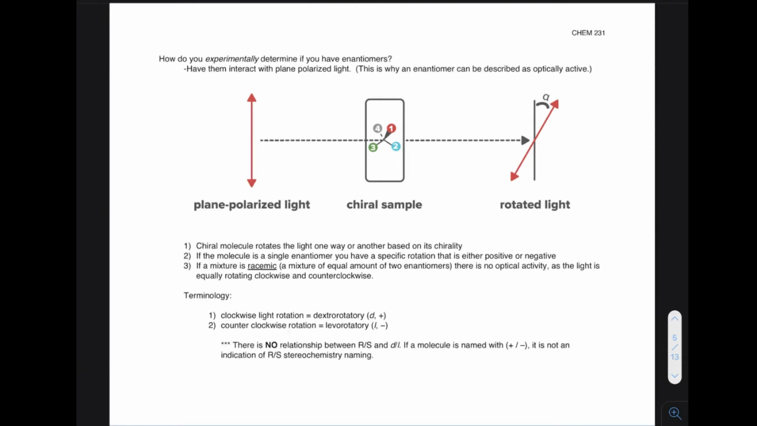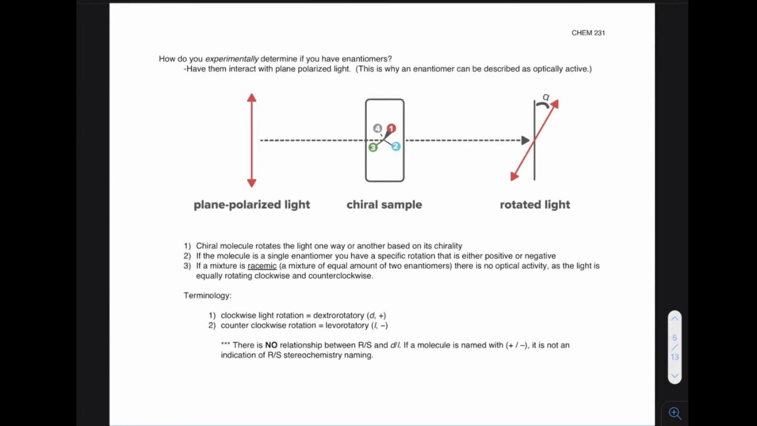Alright gang, so for this next video we're going to be continuing to talk about stereochemistry. And the next thing we're going to take a look at is how do you experimentally determine if you have enantiomers? The way to do that, and I mentioned this in the previous video, is have them interact with plane polarized light. Because while enantiomers don't have any different physical properties, optically they are different, so we can call them optically active.